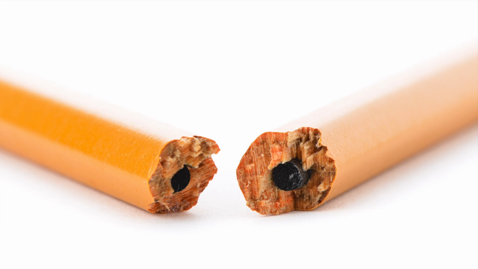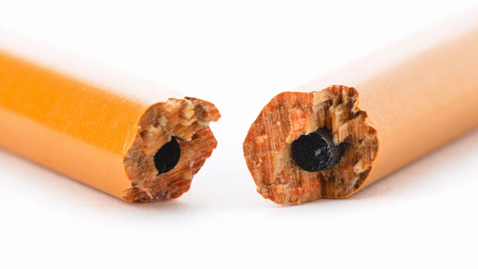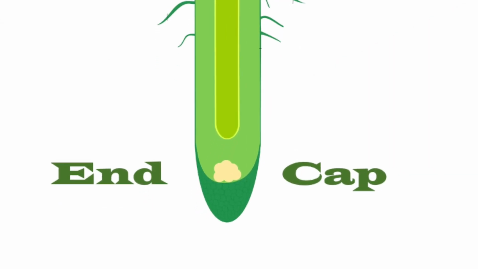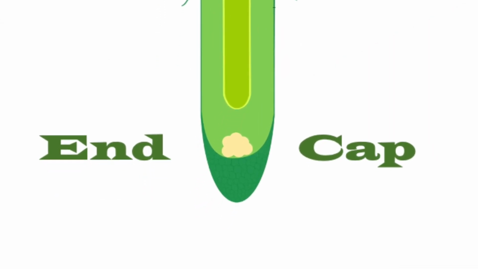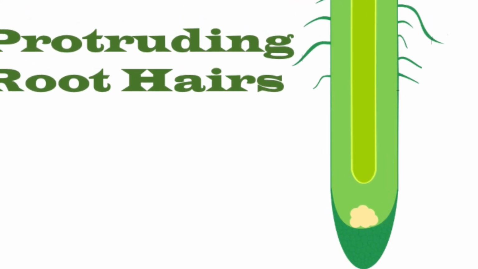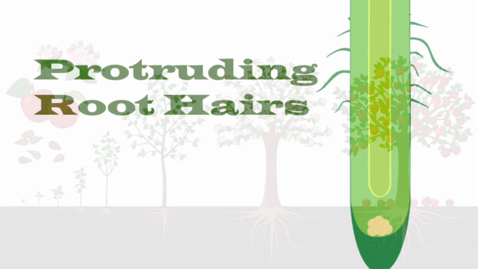Within each root are water pipelines or veins that transport vital elements throughout the plant's body. Pipes run down the center of every root, similar to how pencil lead is seen inside its wood core. Each root also features an end cap that protects its tip as it pushes deeper into the soil. On its sides and further back from the cap are protruding root hairs. They serve as the main means by which plants absorb water, minerals, and oxygen.